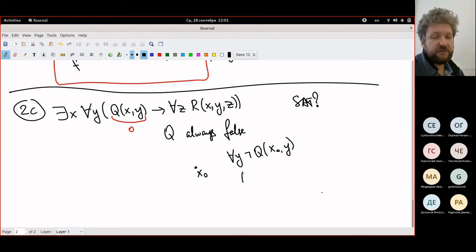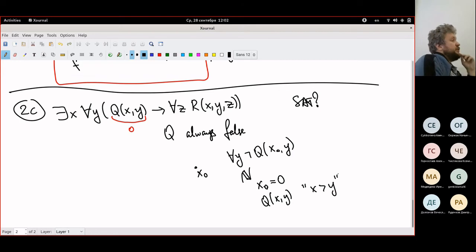You take an X, and suppose you take, I don't know, natural numbers. What? Pi, for example. No, pi is not a natural number. But you can take X0 just being 0. And Q of X, Y being that X is strictly greater than Y. Then there is no number which is strictly less than zero, so there is no number such that zero is strictly greater than it. Therefore, if you take zero as this X, then this will be always false, and that satisfies it. But this is a non-trivial example.